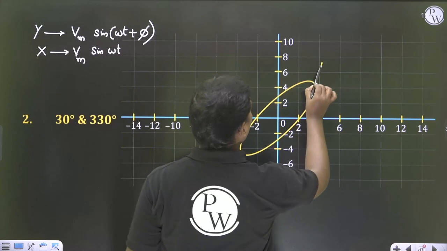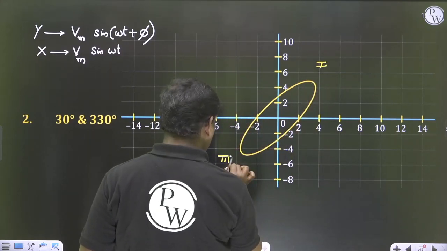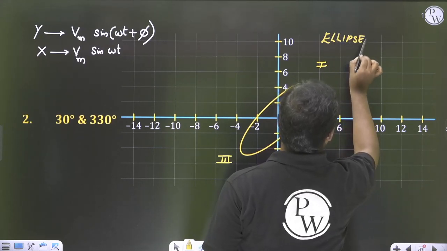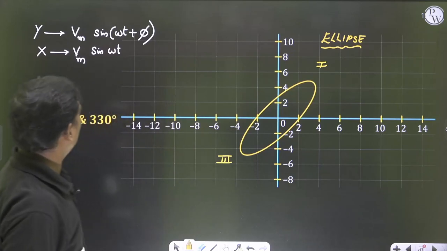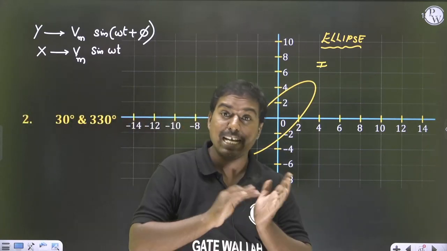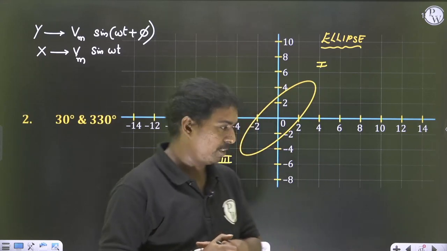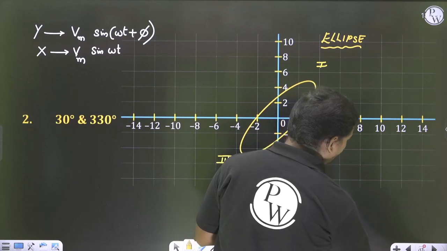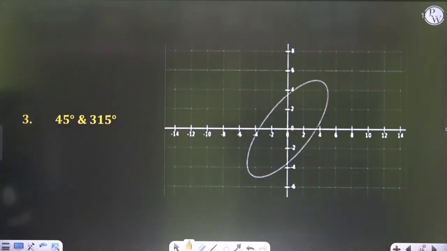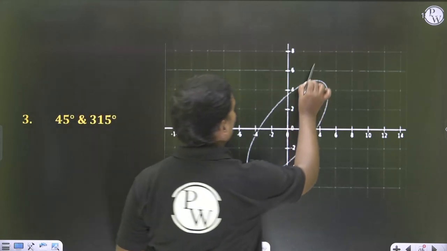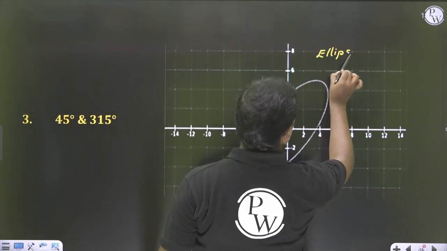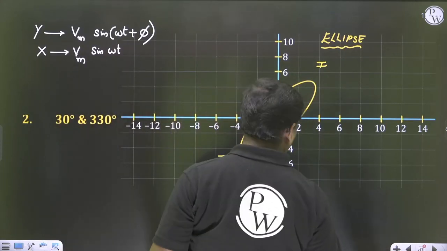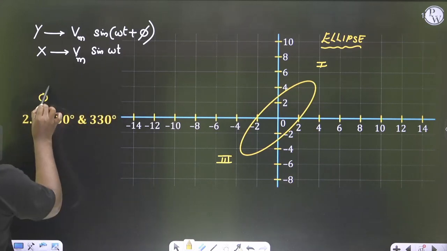Next, here we are going to get an ellipse in quadrants 1 and 3. If the phase shift is between 30 and 330, of course, or 30 to 90, we can take 30 to 90 also. Again, 45, 350 also, we are going to get an ellipse. So always remember this concept when the phase shift is either 30 or 330.